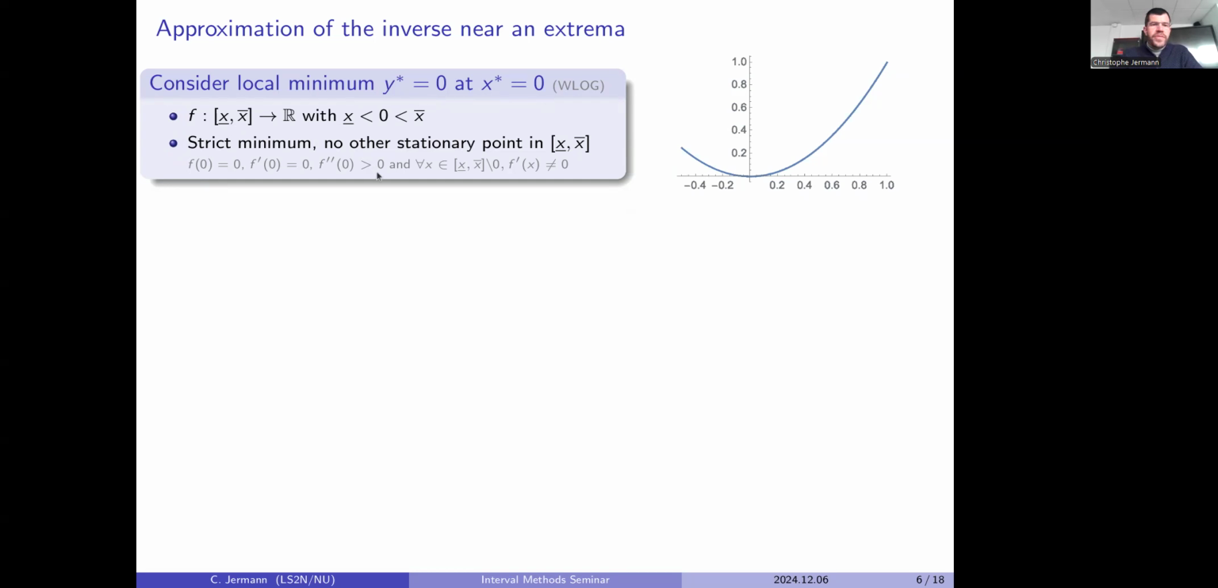And we consider it within a given interval. We have an additional assumption that this is a strict minimum and there are no other stationary points within the same interval. So we'll try to build an approximation around this point.